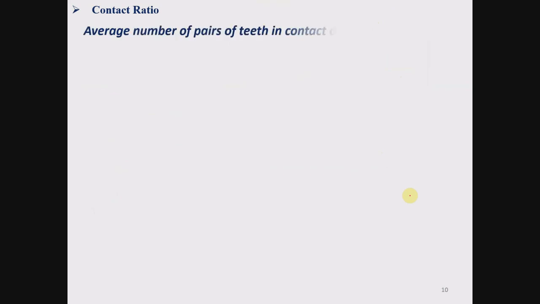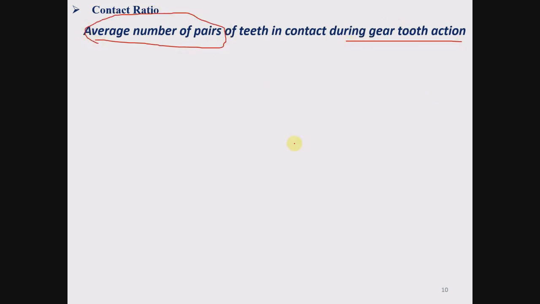So because of this nature of gear tooth action, we have to define the average number of pairs of teeth in contact during the gear tooth action, and this is given by contact ratio. Now you can write this equation. Contact ratio is equal to CD upon base pitch. All of you write down this equation. CD is our path of contact.